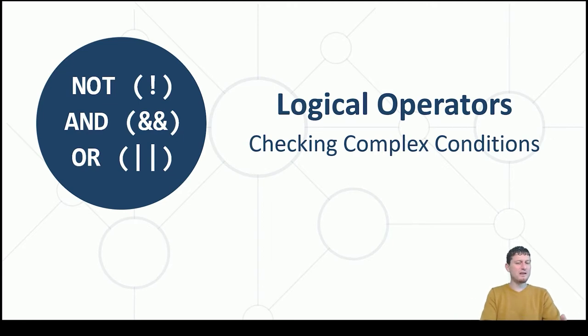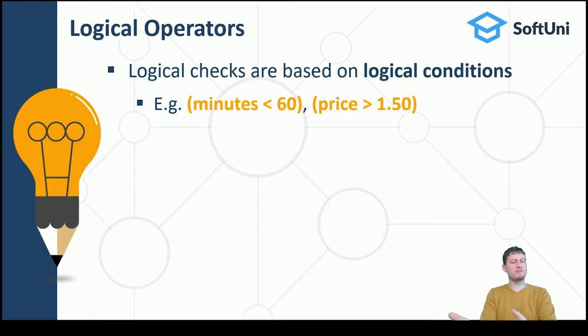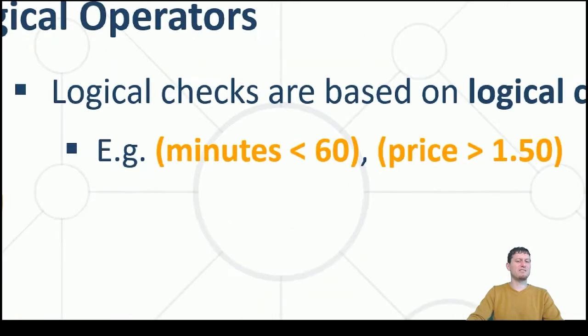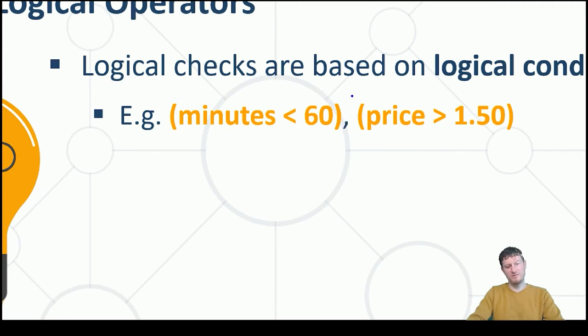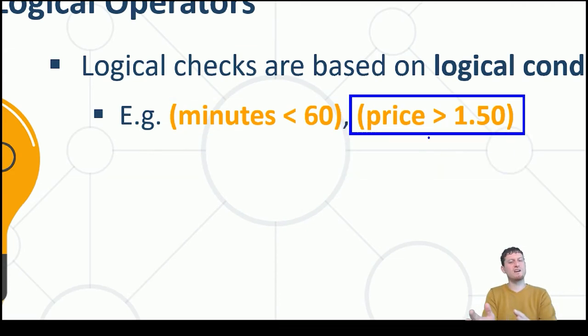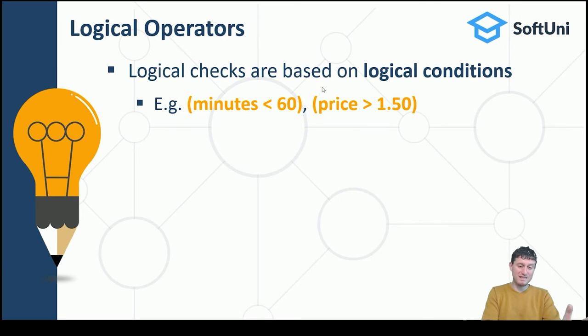Sometimes we often use logical conditions. Things like check whether the minutes are less than 60, or check if the price is bigger than 1.50. This is called a logical check or logical condition. But this is a simple logical condition. Just value, operator, another value. Value, well, comparison operator, another value. But what will happen if you want to check several conditions at the same time?